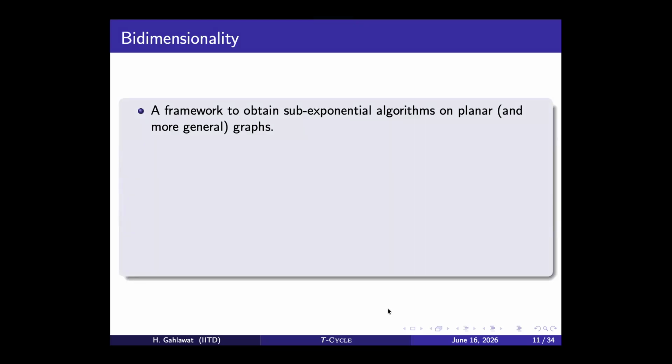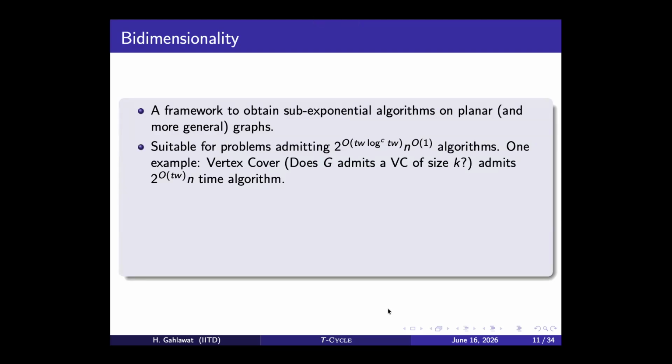Now, why does this become important? There is a notion of getting sub-exponential algorithms. We wanted to get a sub-exponential algorithm, and the moment you think about sub-exponential algorithms, you think about bidimensionality. This is a well-known framework to get sub-exponential algorithms. I'll speak a little bit about it, and I'll explain why this doesn't work for us. It is very suitable for problems admitting 2 to the power tree width and some log to the power c tree width algorithms. And our problem fits very nicely because our problem admits 2 to the power tree width.